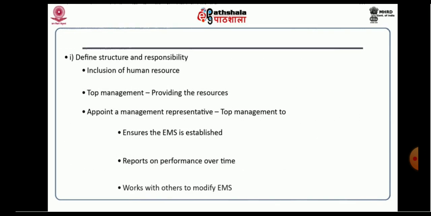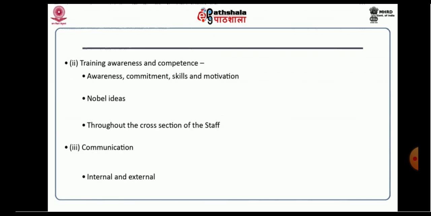So we need to structure all the things, which means human resources, top management, and appoint management representatives and all that. Top management ensures the EMS is established, reports on performance over time, and works with others to modify the EMS. The second thing is called training, awareness and competence.